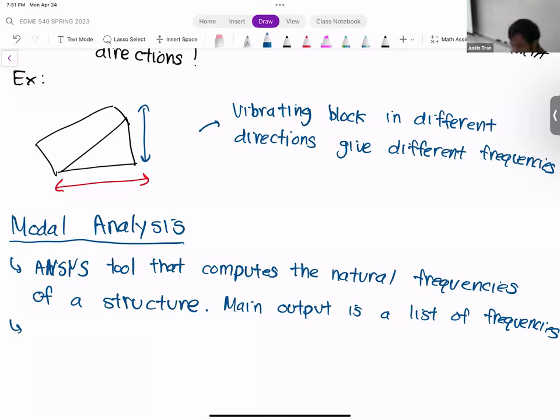The only thing that you have to do for a modal analysis is, first of all, make sure you have a geometry. So make sure you have a CAD file that you can put into ANSYS. Besides that, the only thing is you have to mesh it, and you have to make sure that there's enough supports to prevent rigid body motion.